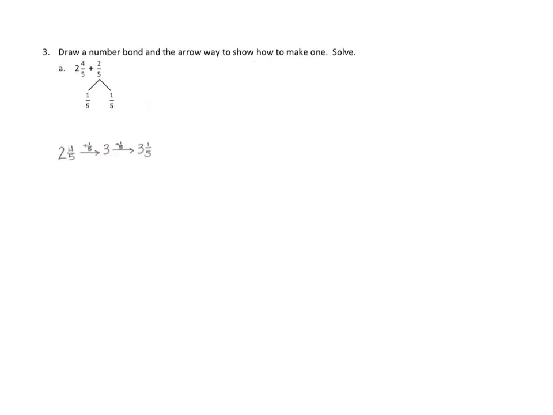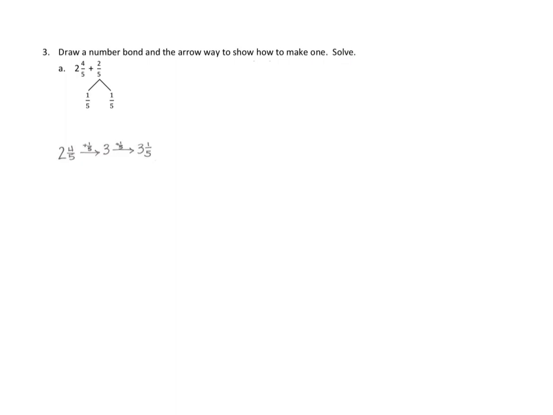I'll take a look at number 3, but I'm just going to step you through what they did rather than solve an additional problem. I think there's only two other problems here in number 3 for you to work on, so I don't want to steal one of those from you. But let's take a look at what they did. The problem asks us to draw a number bond and the arrow way, which we haven't been using hardly at all here in fourth grade, to show how to make 1 and then solve.